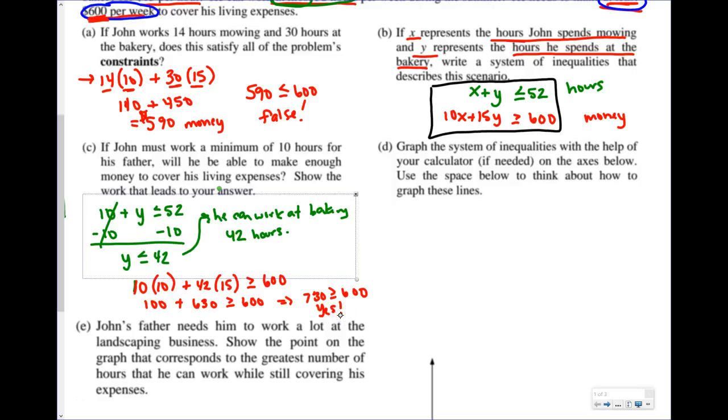Now, we don't have enough time to really figure out all of the different combinations of hours and cost. That's a lot of work. And this is why businesses use these equations, because they want to figure out the best option without having to guess and check every time.